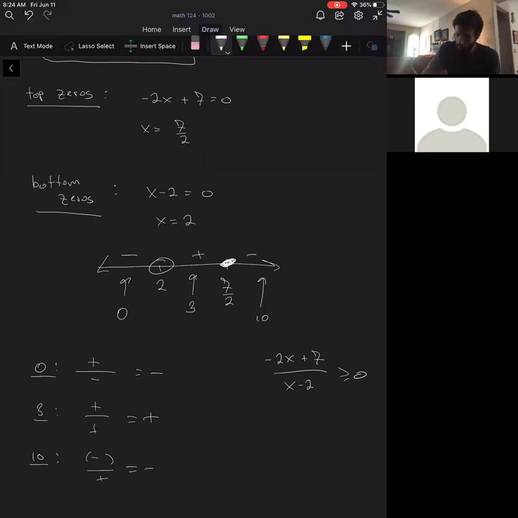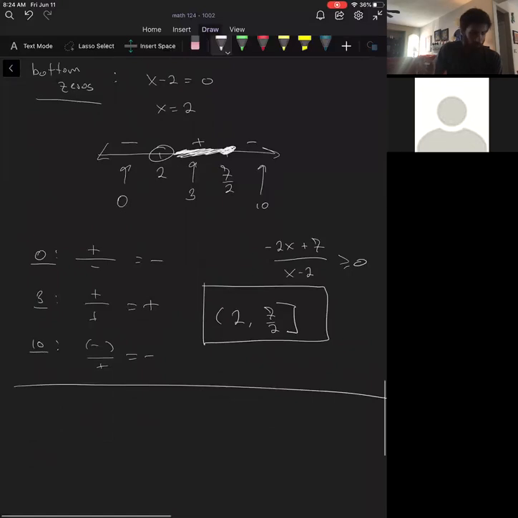And what we're looking for here is bigger than or equal to 0, so we want our positive sections. So the positive sections are here in the middle. And so our answer is going to be 2 to 7 over 2. Okay, let's do 63.